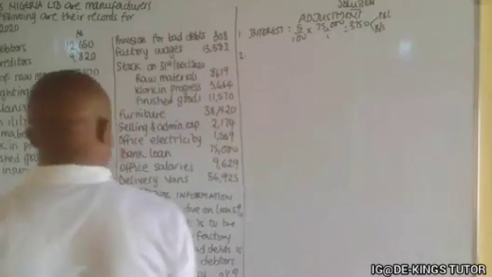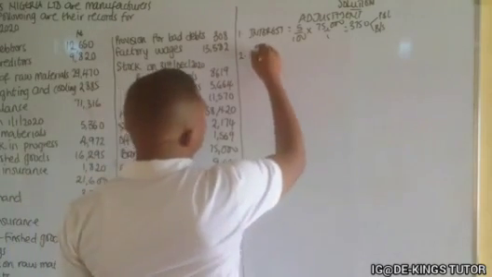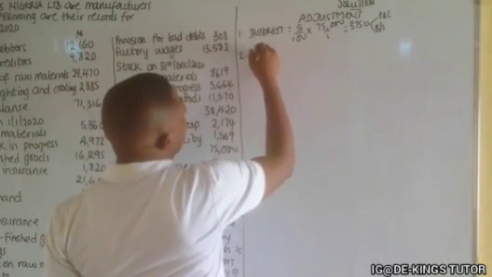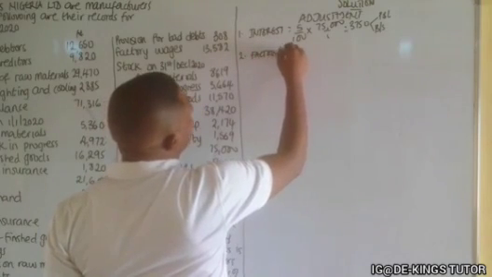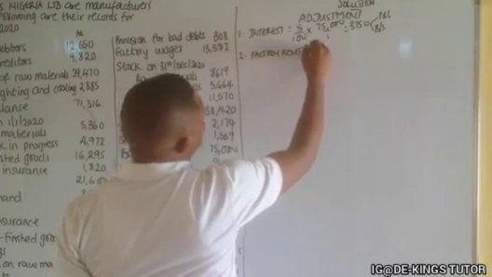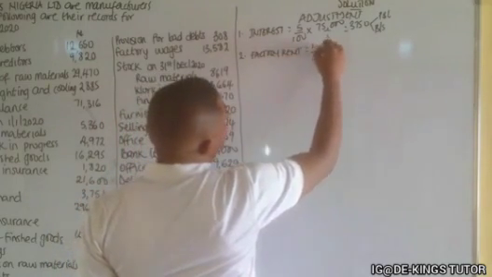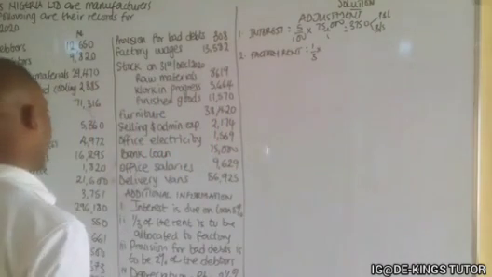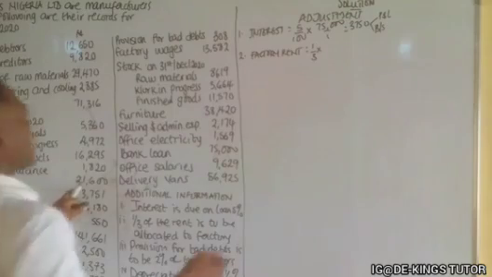Two, the next one, one third of the rent is to be allocated to factory. So we have factory rent. They want it to be one third, so it is one third times the total rent value. Okay? The total rent value is 21,600.